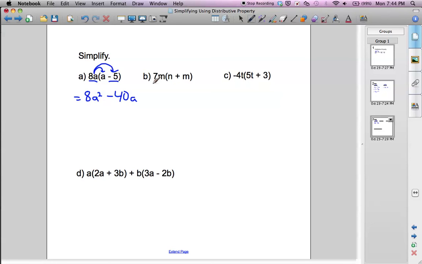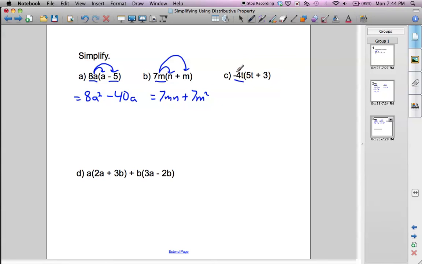The next one, we've got 7m outside the brackets, and we're going to distribute that. So 7m times n just gives you 7mn. And the next term is going to be 7m times m. M times m gives you m squared, so you're going to have 7m squared. As simple as that.